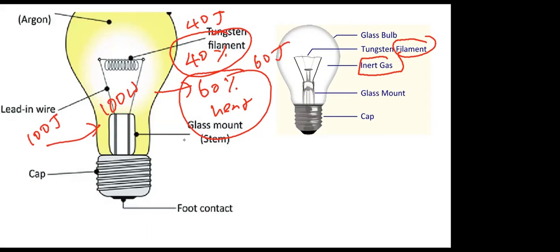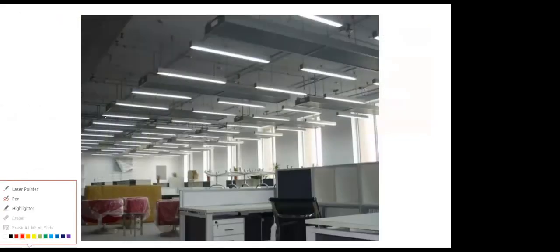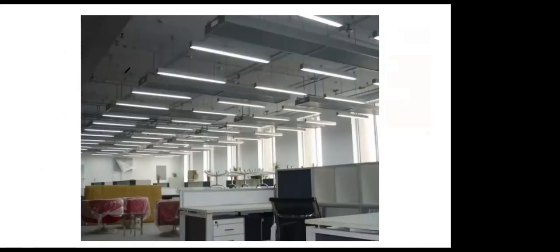The next part. What is the next type of bulb mostly used after the filament bulb? Tube light, or we call it a fluorescent lamp. Fluorescent tubes. There is no filament used. Fluorescent material is used. When UV light falls on the fluorescent material, bright light is emitted. So this is better than the filament bulb.